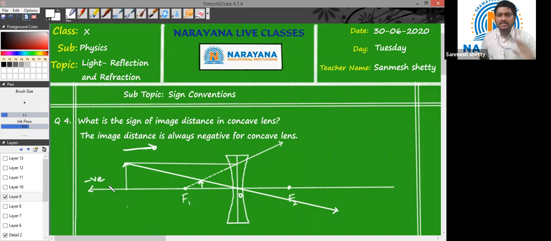So these distances are always taken as negative. As you can imagine, it is on the negative x-axis. So distances are taken as negative. Now the object distance is always negative here. U is always negative.